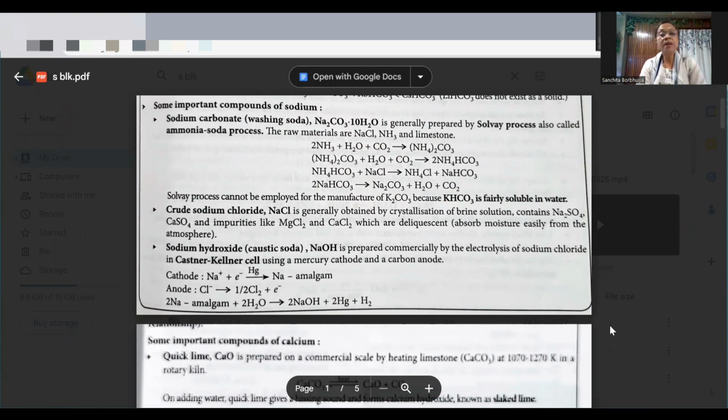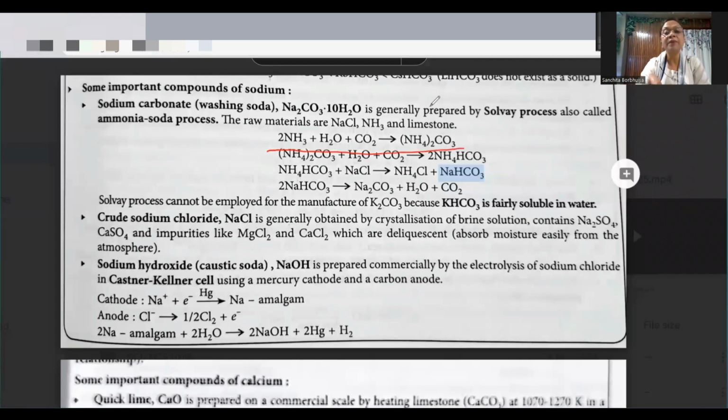So in the first step, ammonia reacts with water in presence of carbon dioxide to form ammonium carbonate. This ammonium carbonate is further reacted with water in presence of carbon dioxide to form ammonium hydrogen carbonate or ammonium bicarbonate. In the third step, the ammonium hydrogen carbonate is reacted with sodium chloride. Obviously, we're preparing a sodium compound, so we need some sodium source. And the best source of sodium is sodium chloride. And sodium hydrogen carbonate is decomposed when heated to sodium carbonate. In the last step, you see, you get sodium carbonate, water, and carbon dioxide.